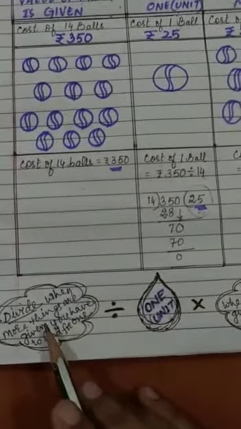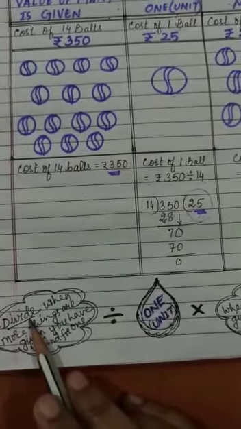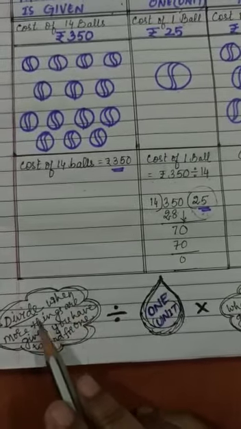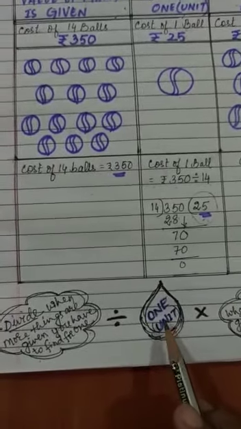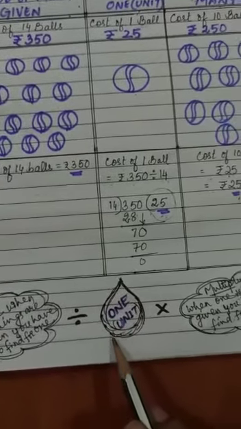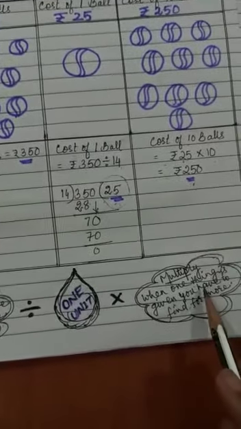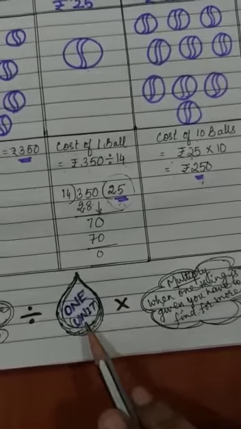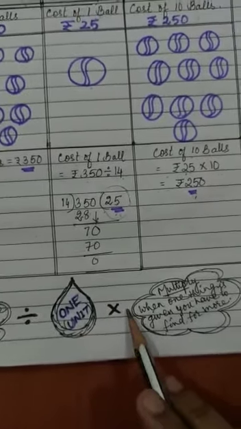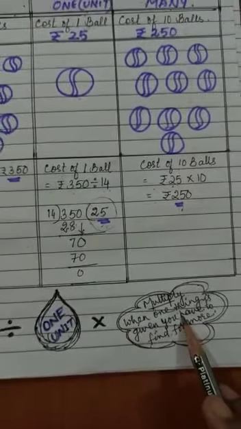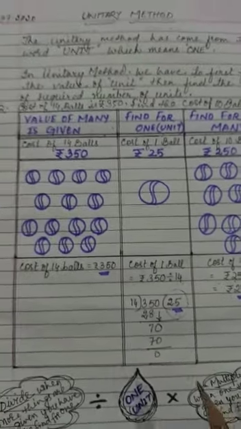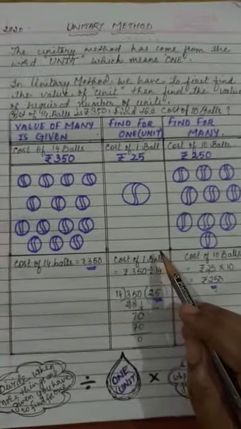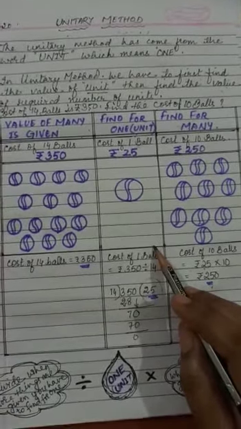So, generally whenever the value of many things is given, what are we doing? We are dividing to get the value of one thing. And when we have the value of one thing, in order to find the value of many things, what are we doing? We are multiplying the value of one thing by the number of things for which we are finding the value. Hope you understood the concept of unitary method through this example.